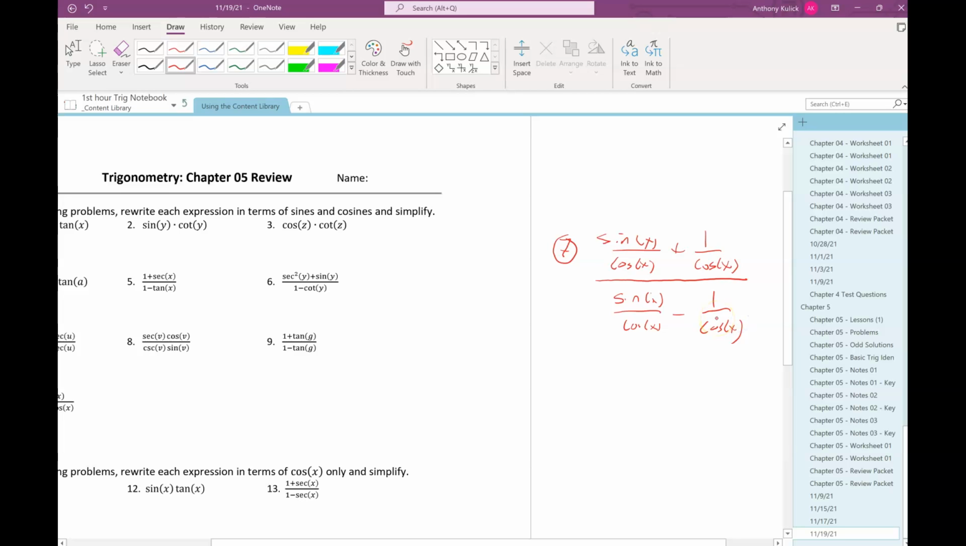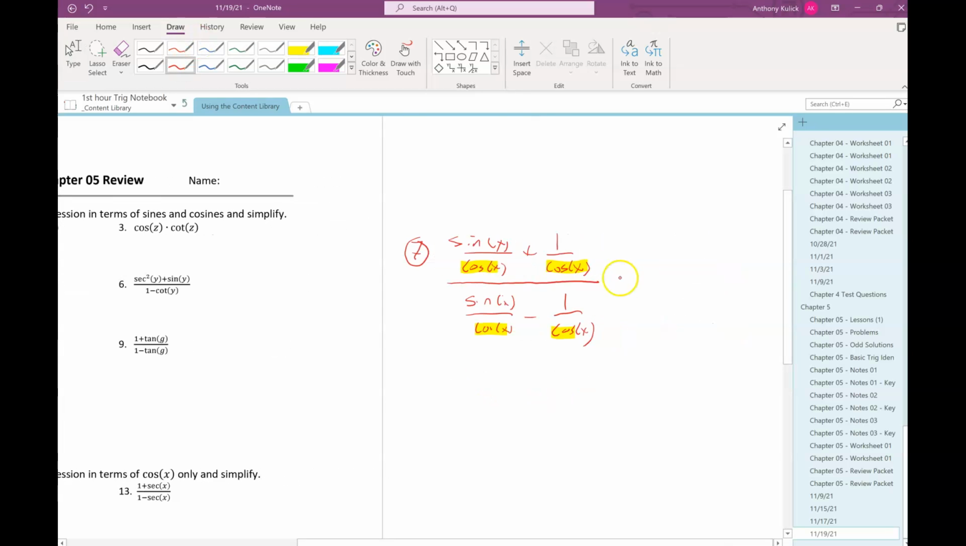Maria, are you okay so far? Okay. So right away I should notice that this is really nice, I have common denominators here, so I don't have to worry about that piece. I can just rewrite everything as one fraction. So I can have sine x plus 1 over cosine x, over sine x minus 1 over cosine x.